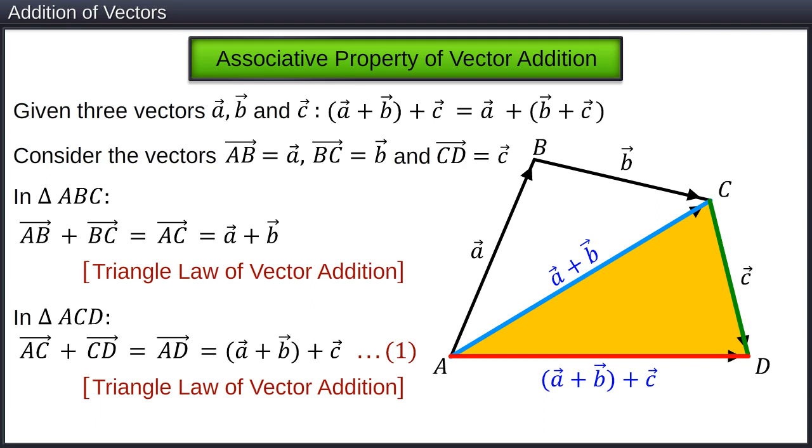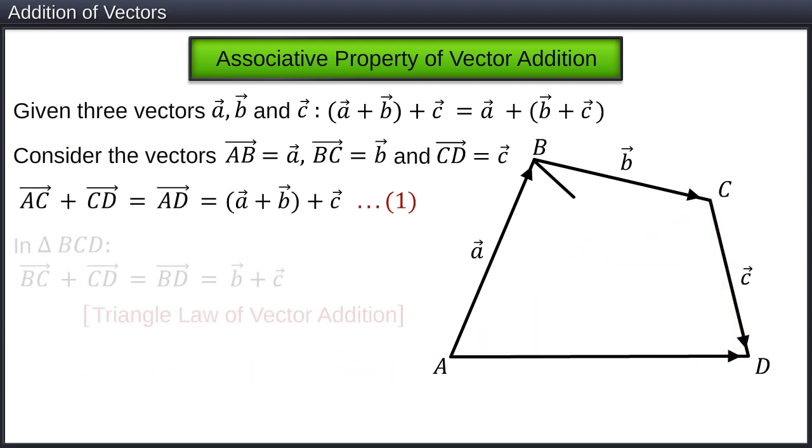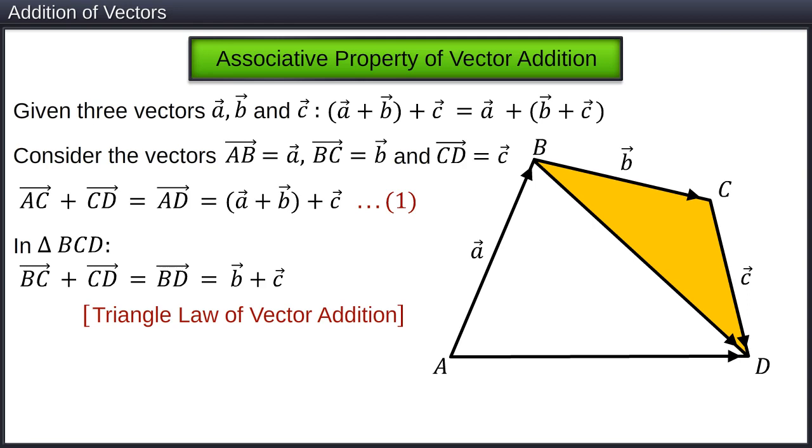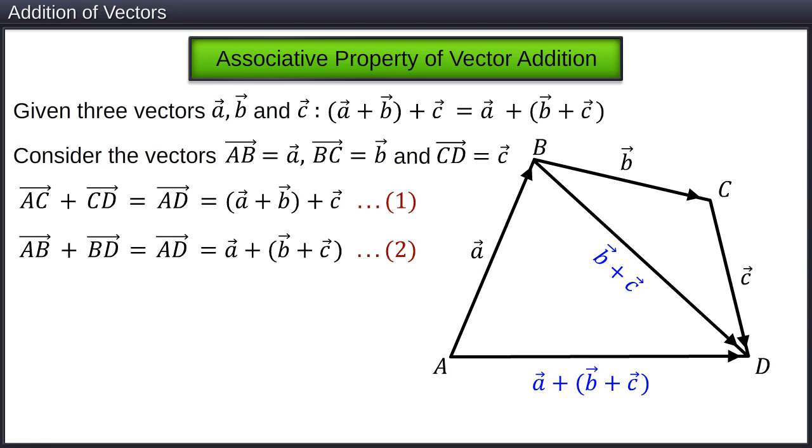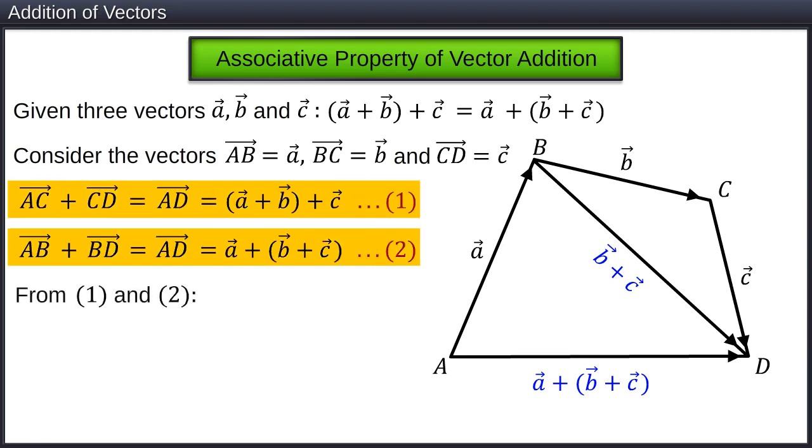Now, let us add the vectors in a different way. Consider triangle BCD. By the triangle law of vector addition, the sum of vectors BC and CD is equal to vector BD, which is vector B plus vector C. Now, consider triangle ABD. The sum of vectors AB and BD is equal to vector AD, or the sum of vector A and vectors B and C. Equating the value of vector AD from equations 1 and 2, it is proved that vector addition is associative.